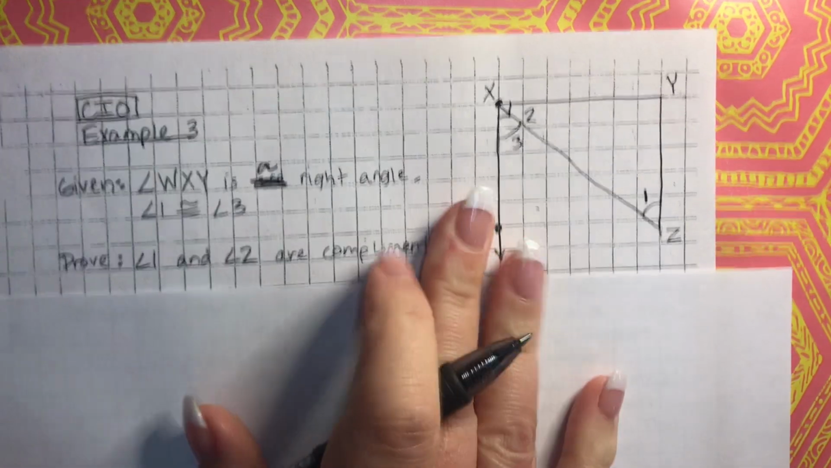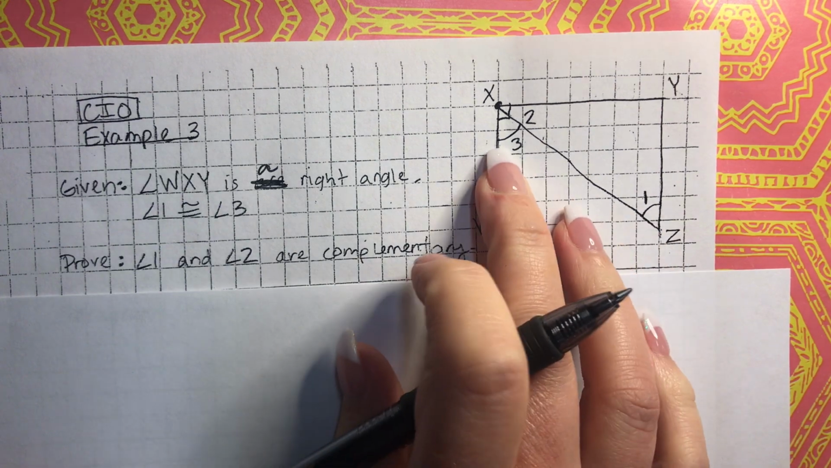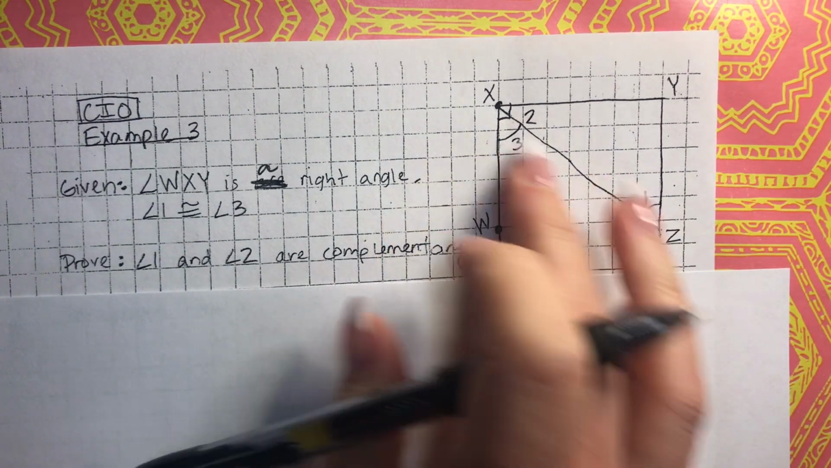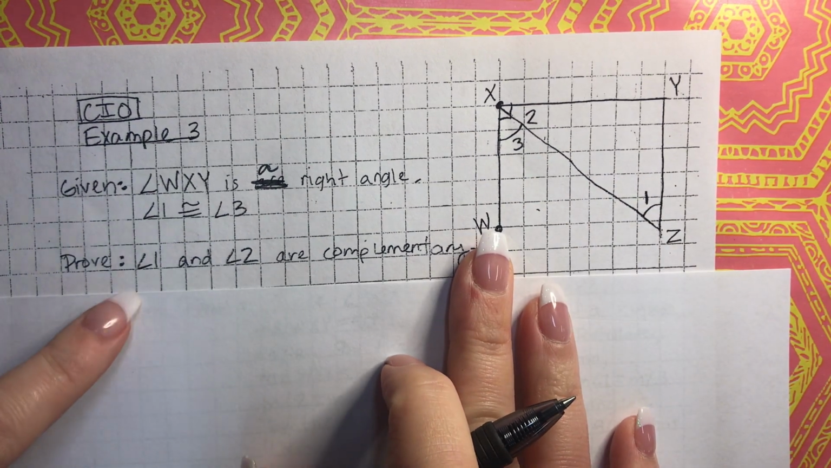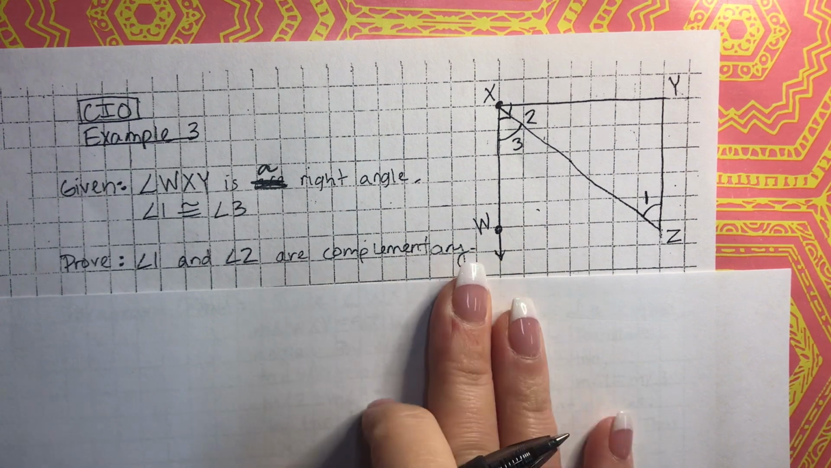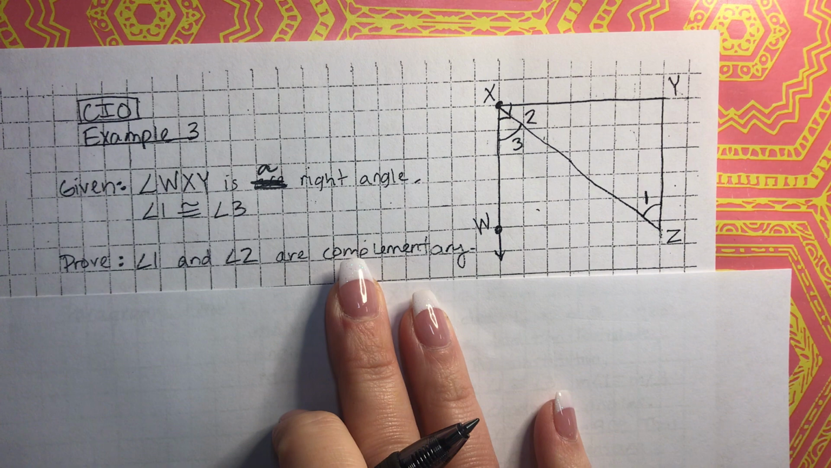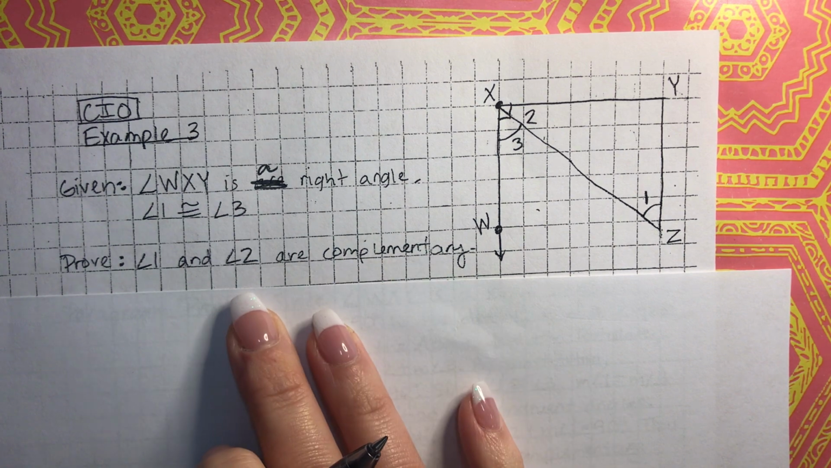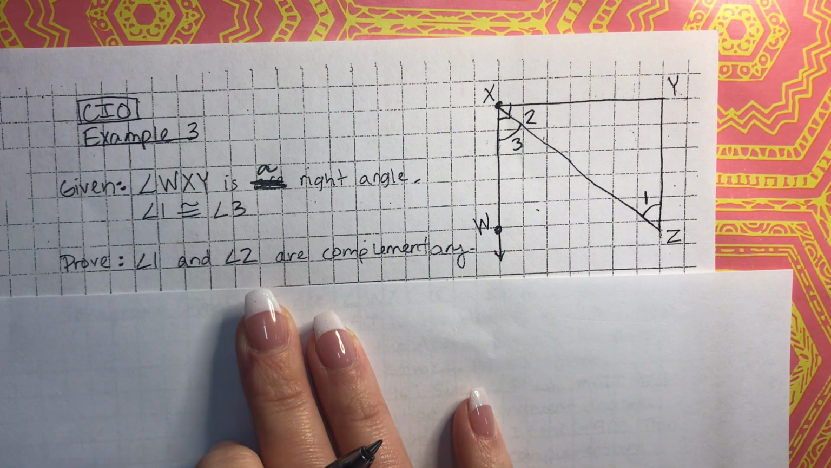All right. And then it states that angle 1 and angle 3, you can see those arc marks, are congruent to each other. Okay, so those are the same angle. What we have to prove is that angle 1 and angle 2 are complementary. And we know that complementary means that two angles add up to 90 degrees, right?